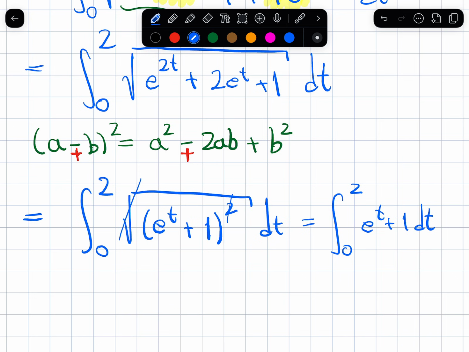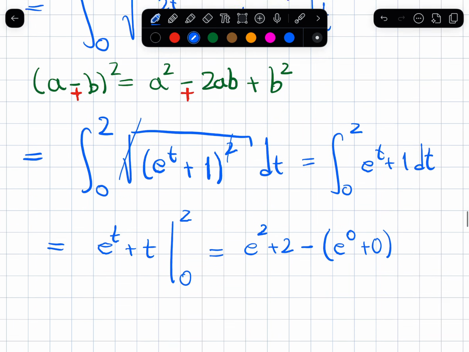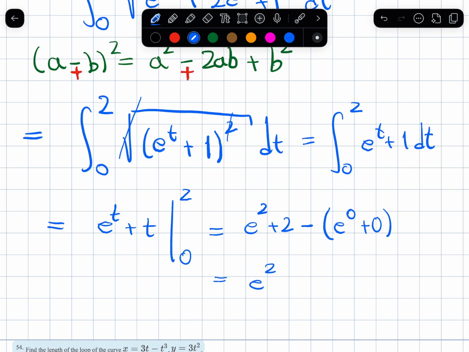And now finally I can just antiderive as normal. e to the power t, antiderivative is e to the power t again. And then t, evaluated from 0 to 2. Plug in the 2, that's e squared plus 2, minus plug in the 0, e to the power 0 plus 0. So that's e to the power 2 plus 2 minus 1. That's e squared plus 1. That is the exact length of the curve.